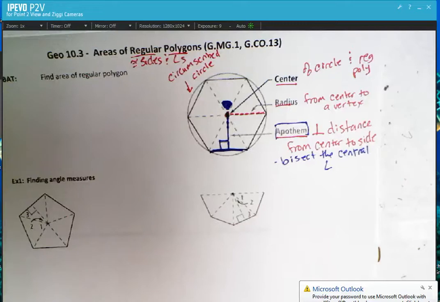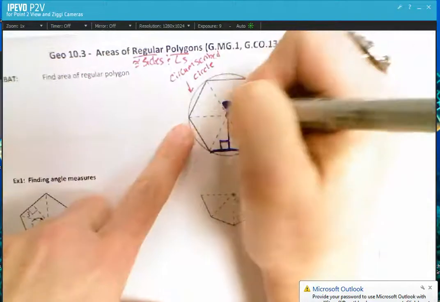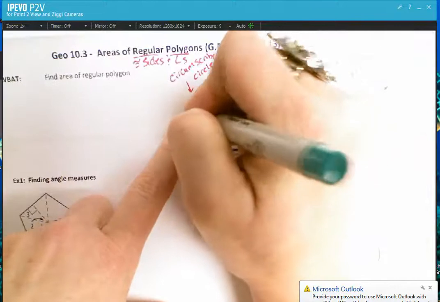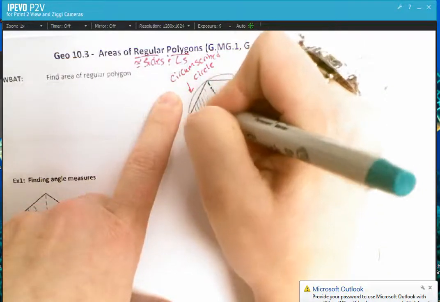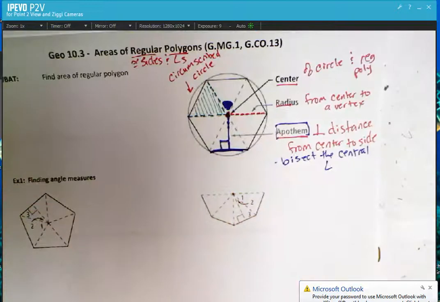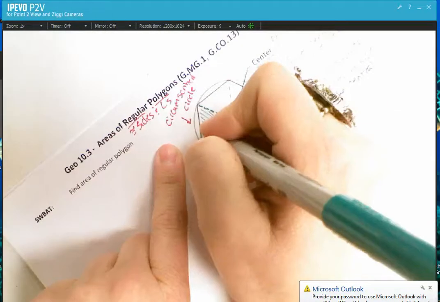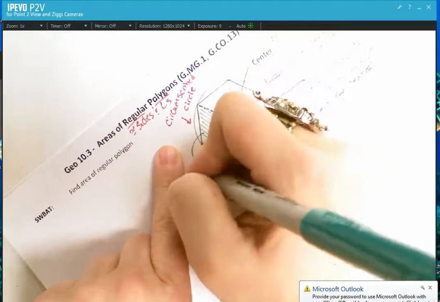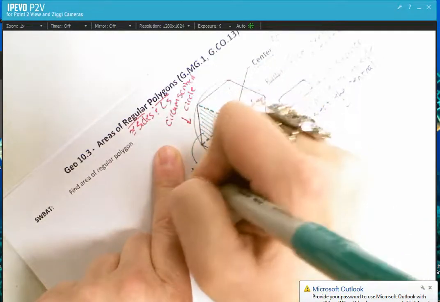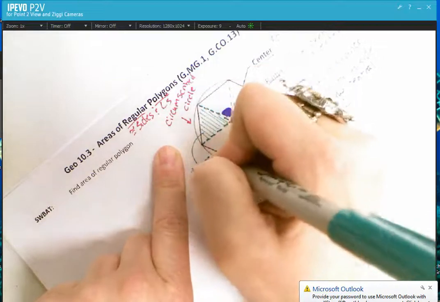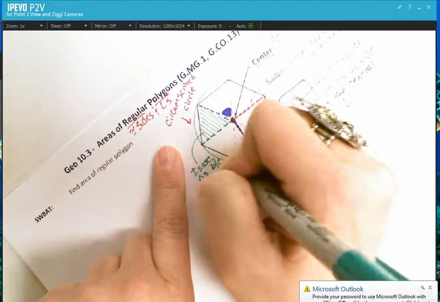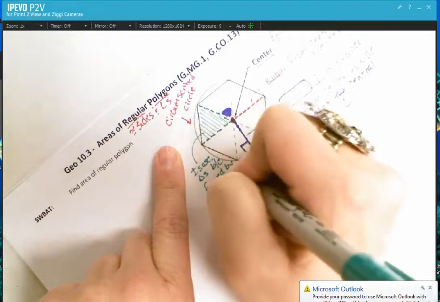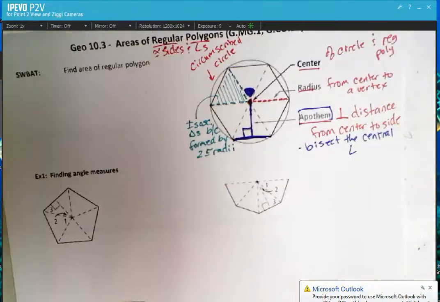Since we know that these are all radii that go from the center to a vertex, we can see that all of these triangles, wedges within the regular polygon, are isosceles triangles. So this highlighted area here, these are all isosceles triangles because they are formed by two congruent radii. So that'll be a useful fact.